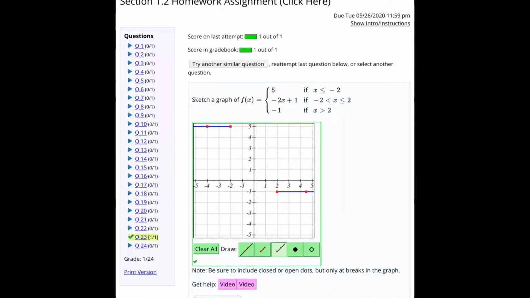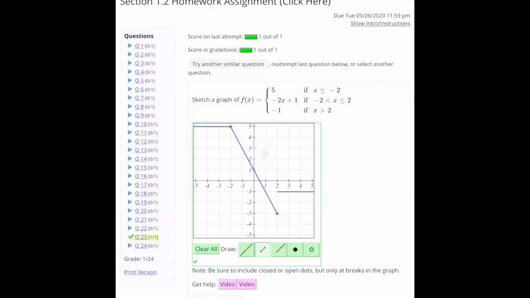Now let's graph the middle piece. First of all, since it's a line segment, make sure to select the line segment tool. Then the first endpoint was -2, 5, or in other words, the middle piece will meet the left piece. And then the second point was 2, -3.